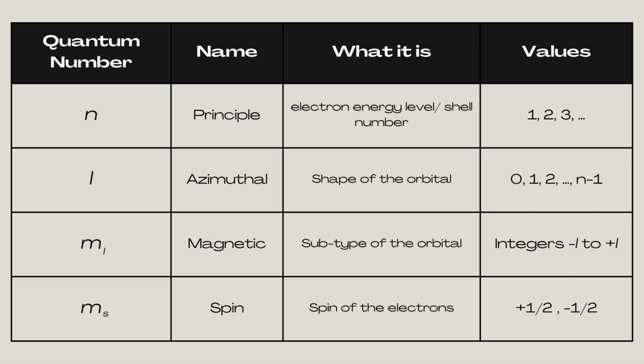Lastly is the spin number. Electrons have an intrinsic spin, which can be either positive 1/2 or negative 1/2. This property explains why two electrons can occupy the same orbital. They must have opposite spins. Together, these quantum numbers provide a unique address for each electron in an atom.